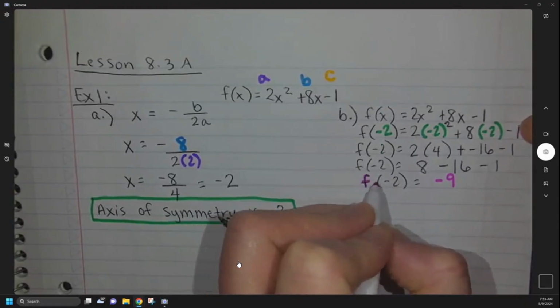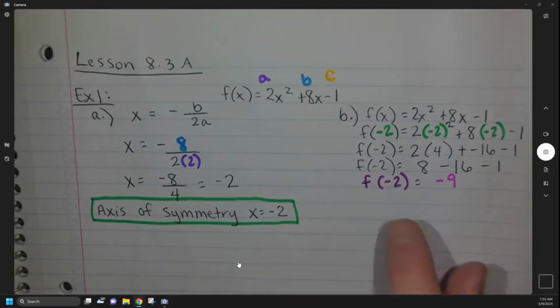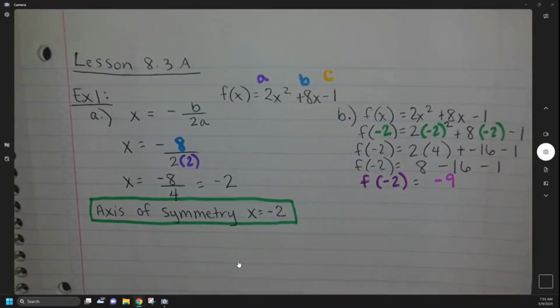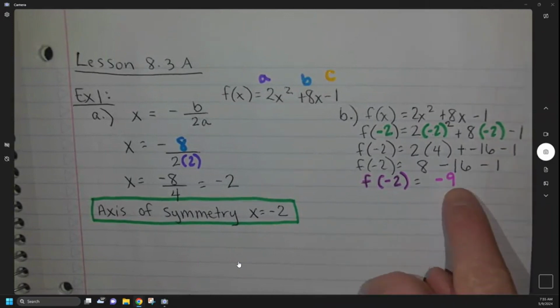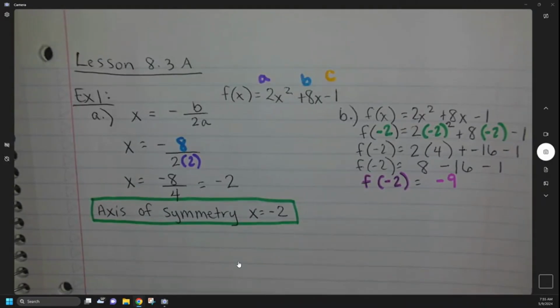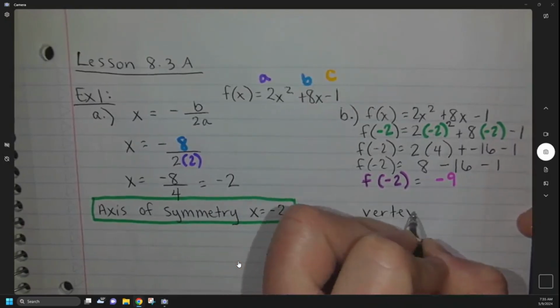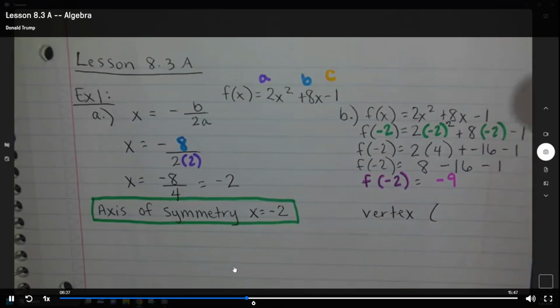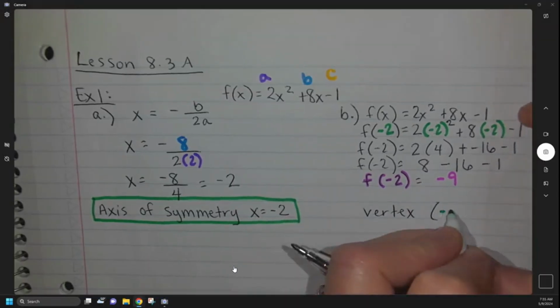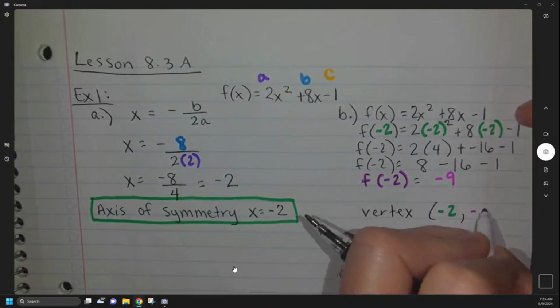So when I say f of -2, really, if we think about it, that's the y value in our coordinate point, right? This was our x value. This is our y value because f of x and y mean the same thing in terms of our equations. So our vertex point is the coordinate -2, -9.